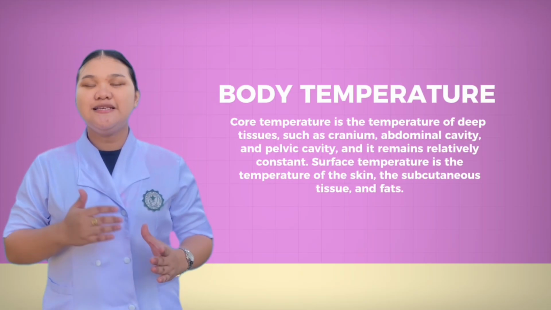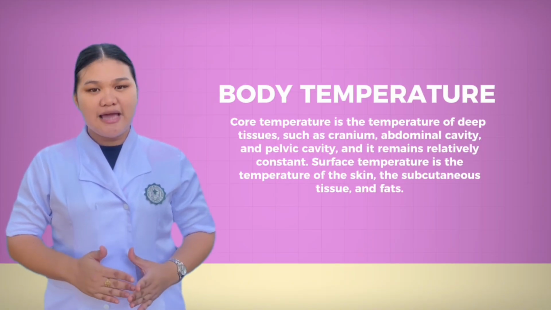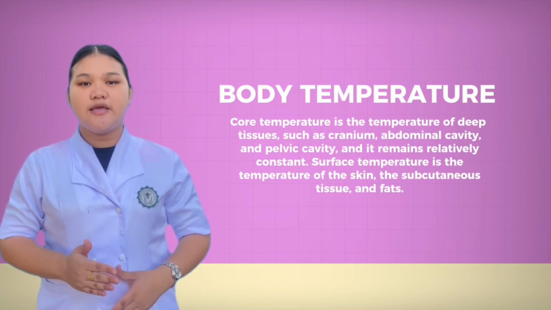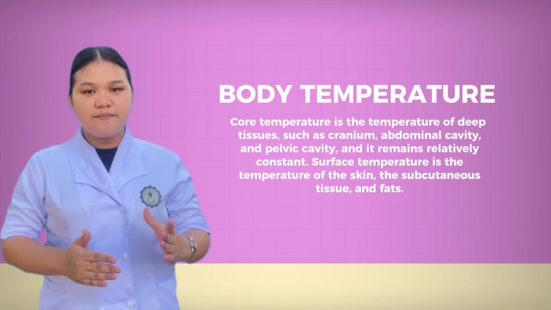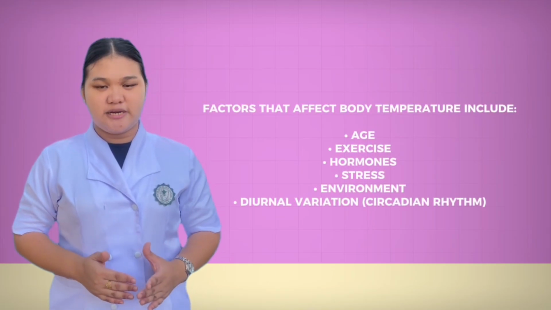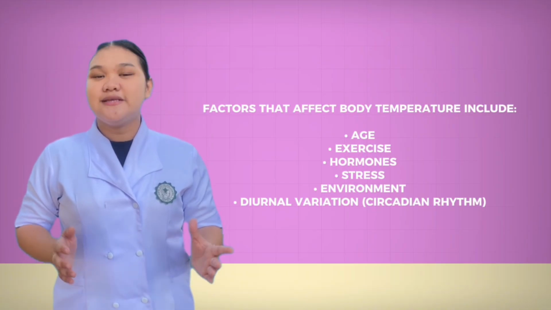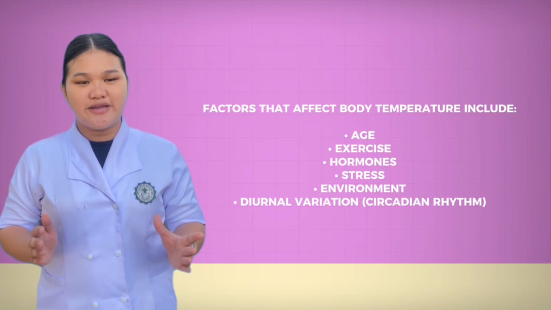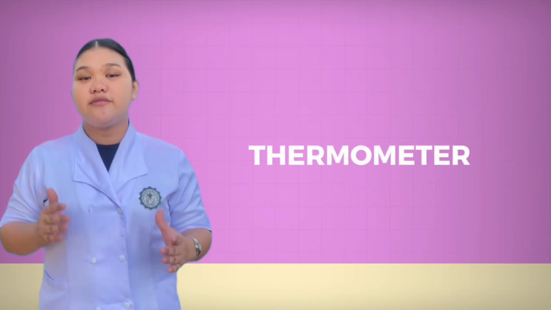There are two kinds of body temperature, and those are core and surface temperature. Core temperature is the temperature of deep tissues such as cranium, abdominal cavity, and pelvic cavity, and it remains relatively constant. While the surface temperature is the temperature of the skin, the subcutaneous tissue, and fats. There are factors that affect the body temperature, and those are age, exercise, hormone, stress, environment, and diurnal variation or circadian rhythm.